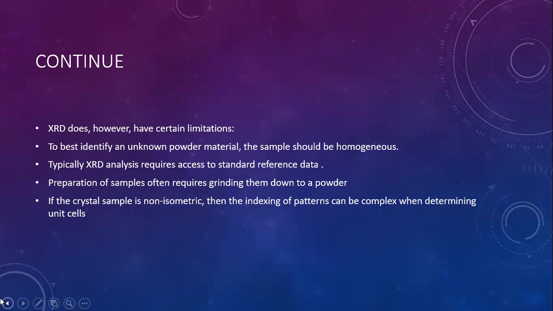Preparing a sample often requires grinding it down to a powder form. So you need to be very careful while converting the sample into powder. If the crystal sample is non-isometric, then the indexing of the pattern can be complex when determining the unit cell.